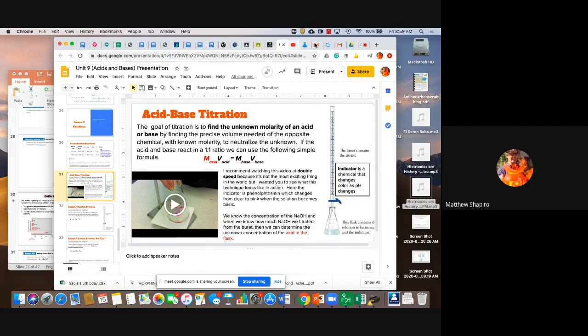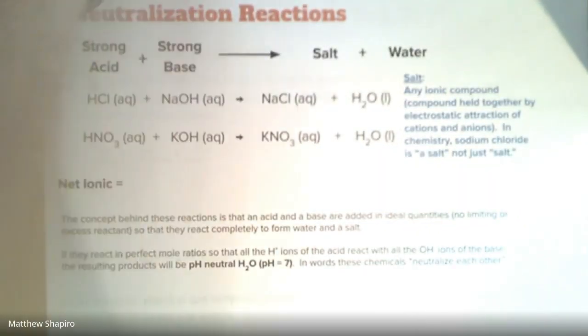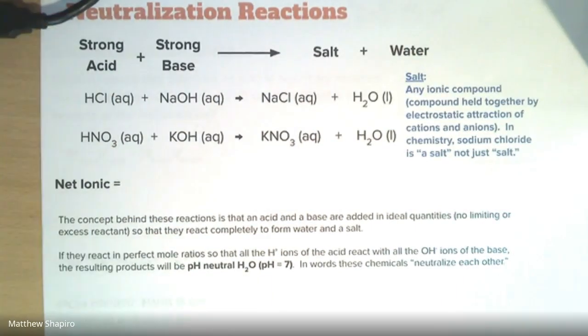All right, let's see here. All right, so let's start off with that first question. What is our net ionic equation when we look at an acid-base neutralization reaction? Let's take this top one here. Remember, for net ionics, we get rid of anything that's aqueous. Really, we get rid of anything that didn't change, right?